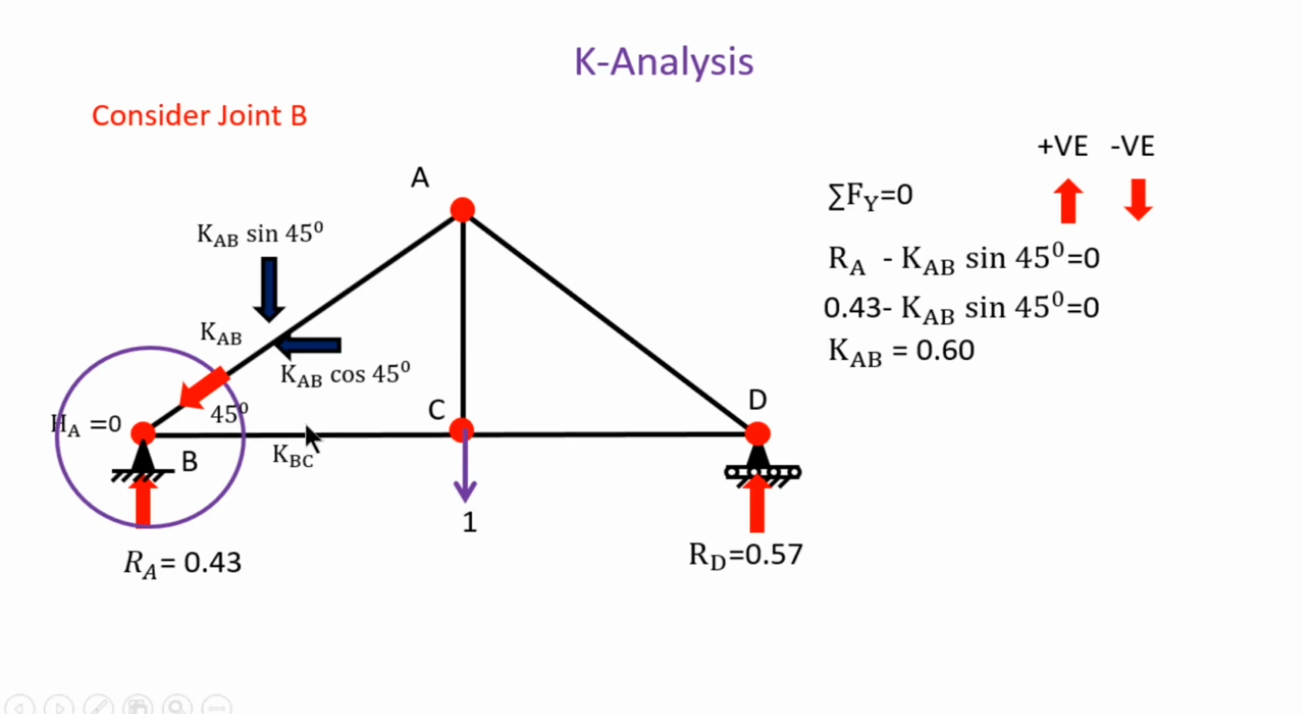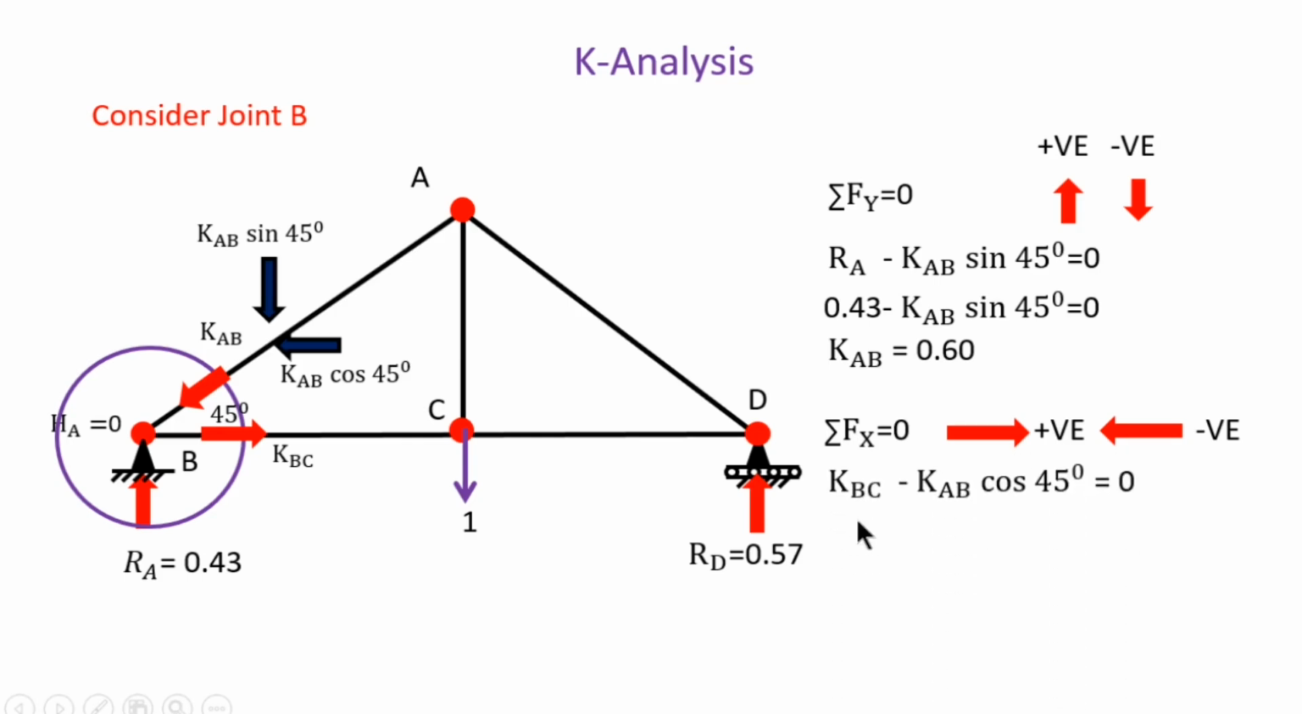Then the KBC force. Assume the direction of KBC is away from the joint. So apply the sigma Fx condition: towards right is plus and towards left is minus. Towards right is KBC, that is why it is plus, and KAB cos 45 is toward the left, and that sign is minus, and that is equal to 0. We know the value of KAB is 0.6, so put it here: KBC minus 0.6 cos 45 is equal to 0. So KBC is equal to 0.43.